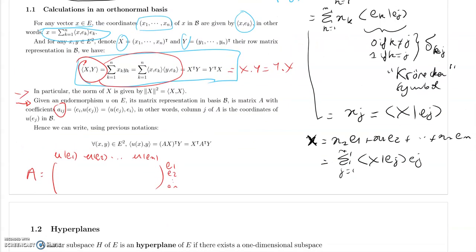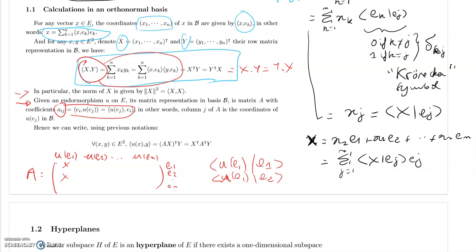So for U of E1 here, we get the component along E1 of U of E1, and you know that you get that component by taking the scalar product of U of E1 with E1, all right? According to what we saw above. For the second coefficient, I want the second component of U of E1, which is going to be the scalar product of U of E1 with E2, and so on. So that you get this formula for the matrix component.